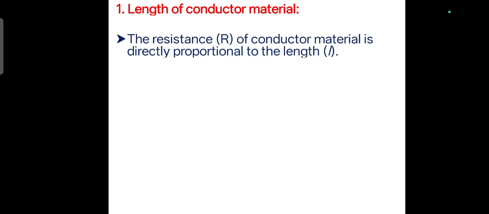The first one is the length of the conductor. The resistance of a conductor material is directly proportional to its length, that is, R is directly proportional to the length L. This means that the longer the length of the conductor material, the greater the resistance.